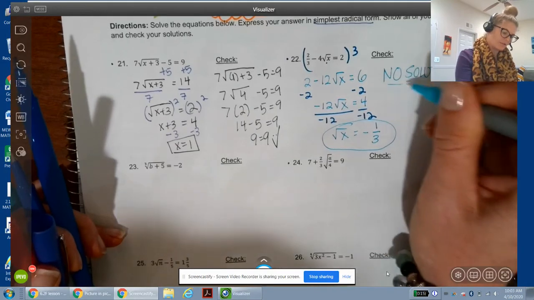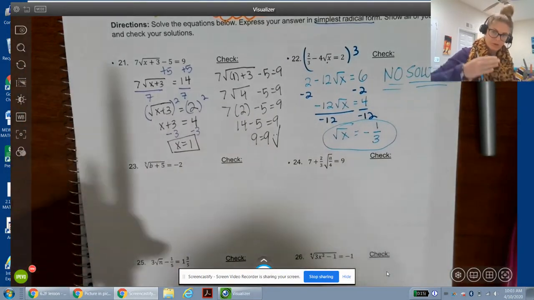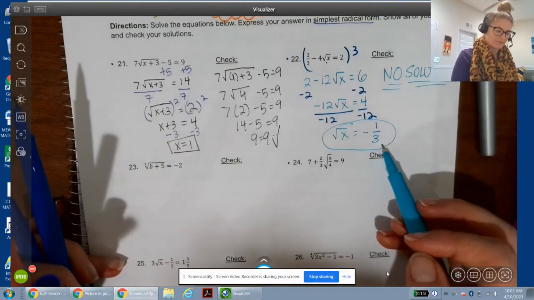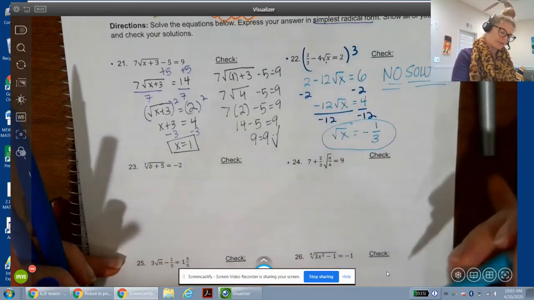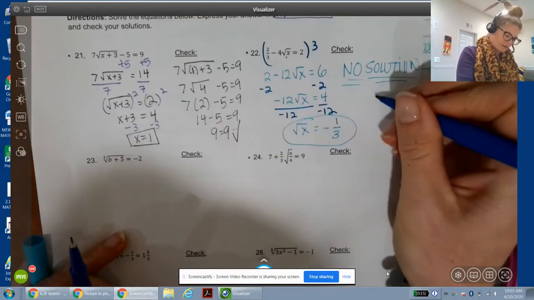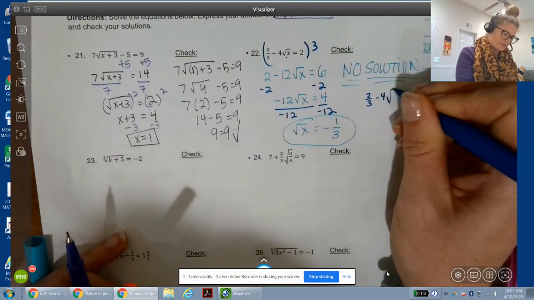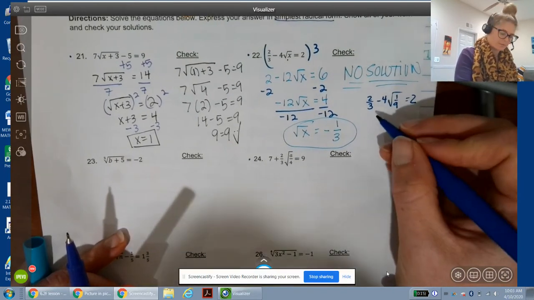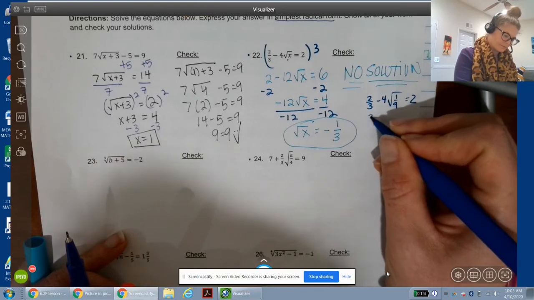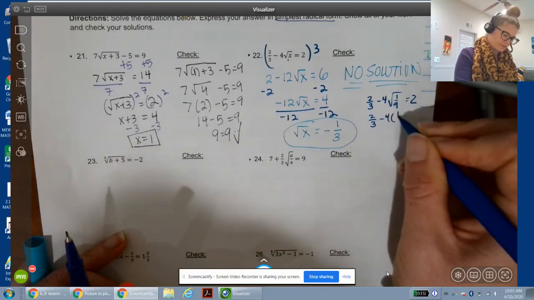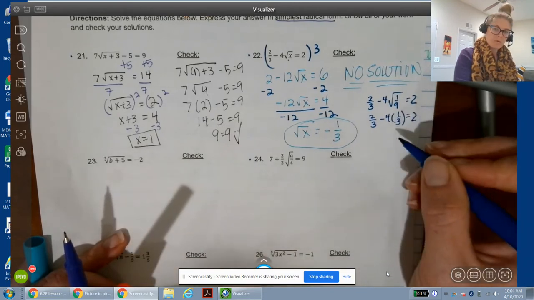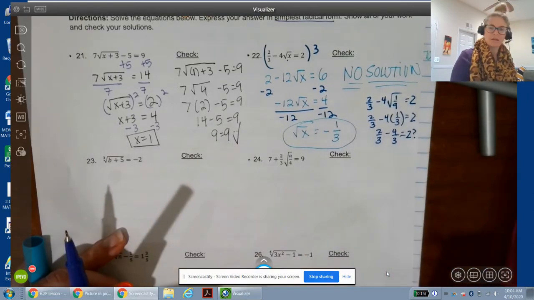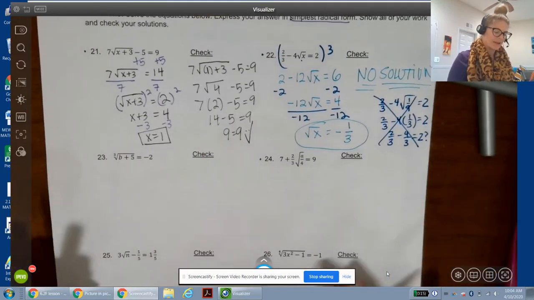Maybe you continued your inverse operation. You were being a math robot and you squared both sides and got 1/9. So then up here, let's pretend that you did that and you would have gotten 2/3 minus 4 square root of 1/9 equals 2. And you said, oh, square root of 1/9 is 1/3. 2/3 minus 4 times 1/3 equals 2. Okay, well, 2/3 minus 4/3, does that equal 2? No, it doesn't. So that's how, again, you know it's no solution.